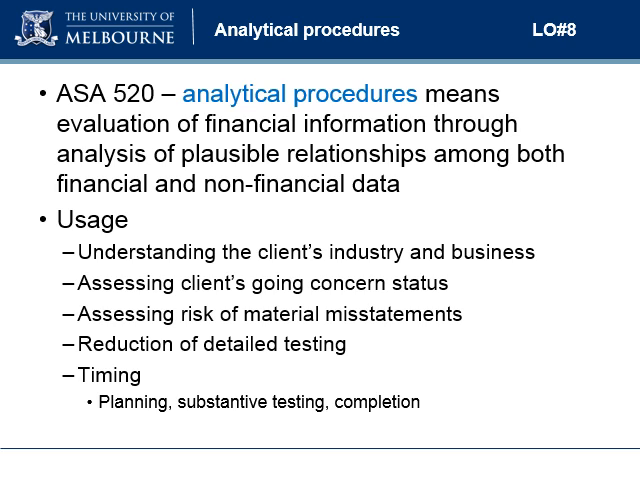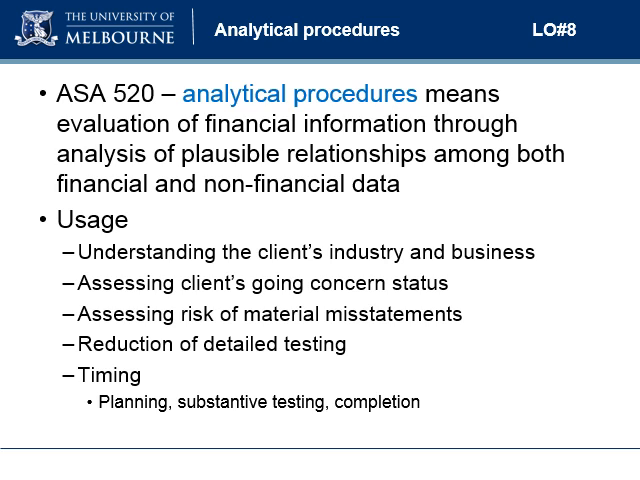So, what do we use APs for? We use them to help understand the client's industry and business, as ASA 315 requires us to do. We use them to help assess the client's going concern status. We use them to identify anything that's unexpected. That is, we say that's an increased risk of material misstatement. We can use APs in our auditing to reduce the amount of detailed testing we do of our transactions and balances.